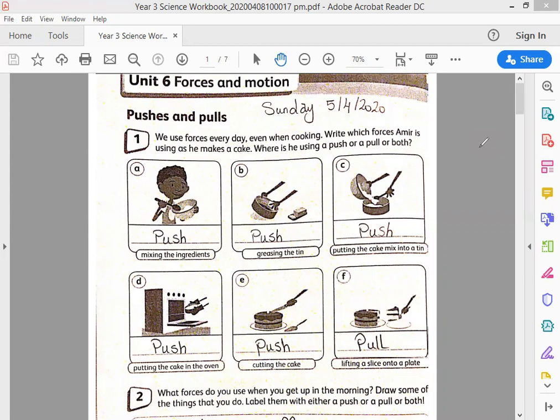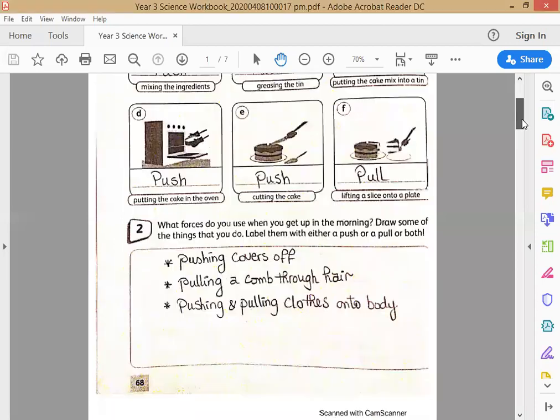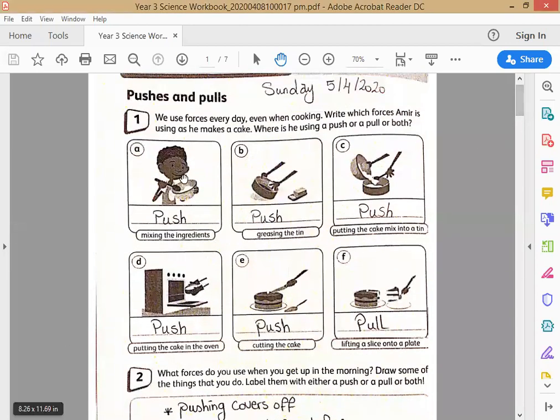And we said the forces mainly represented in either pushes or pulls. So in question number one, in the first page of your homework, in your workbook, page 68, question number one asks you to write whether the action in the pictures is a push or a pull or both.